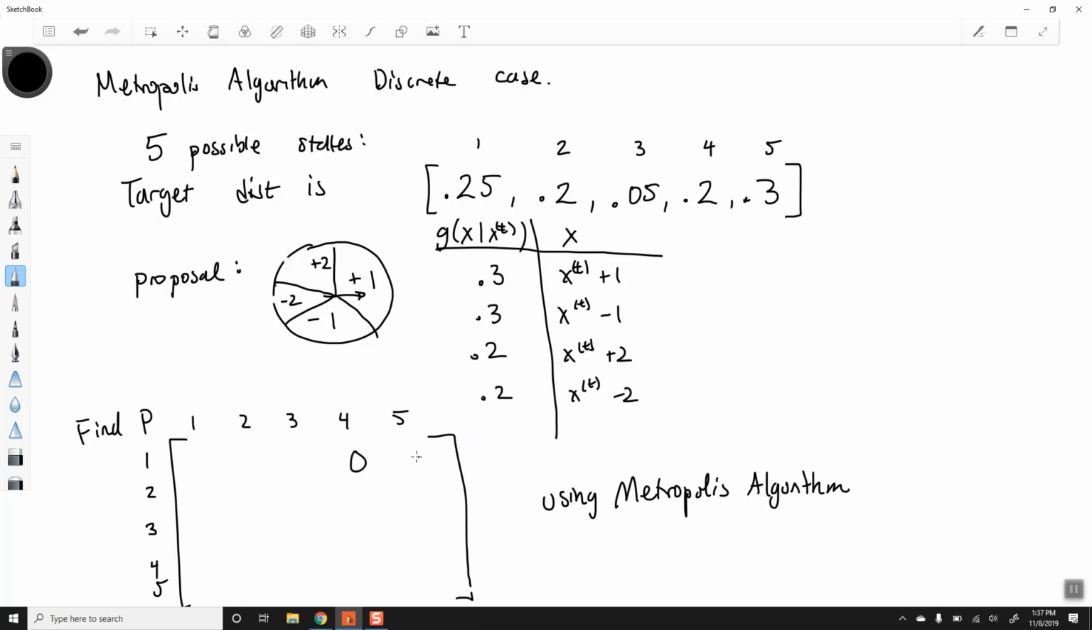All right, so I'll put in 0, 0, 0.2 times 0.05 over 0.25. It's 0.3 times 0.2 over 0.25. This is 1 minus the rest. Okay.